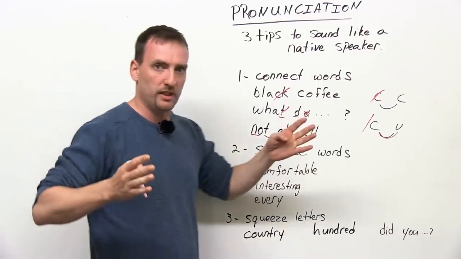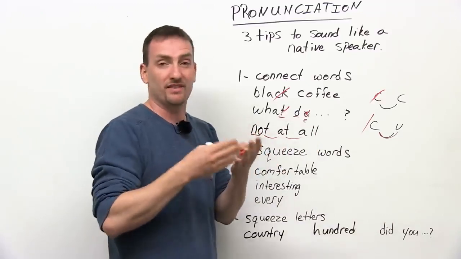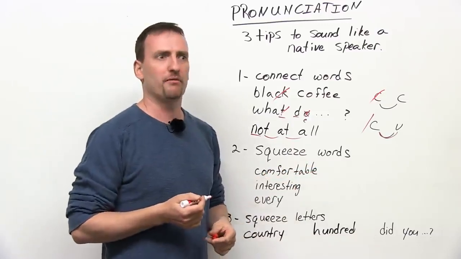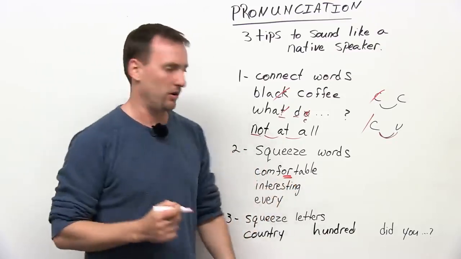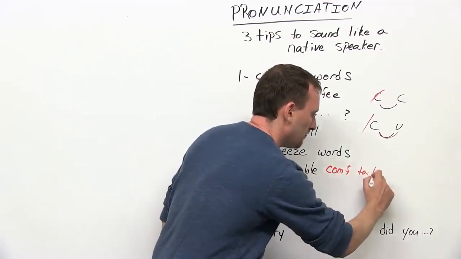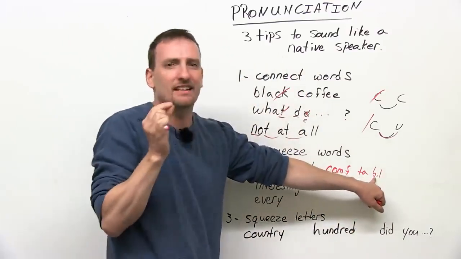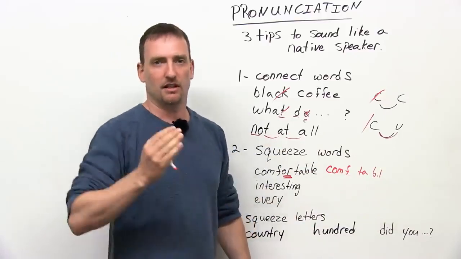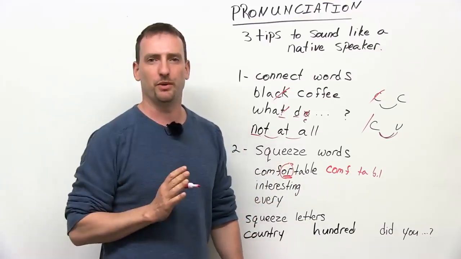Another thing we do is we squeeze some words, okay? Certain words, we don't say all the syllables. We don't even say all the letters. I've heard many students say, comfortable. But native speakers, we don't say this part. We don't say the or. We say comf, ta, bull. And notice the last sound is like a small, tiny little I in there. Comfortable. Okay? We don't pronounce the or.